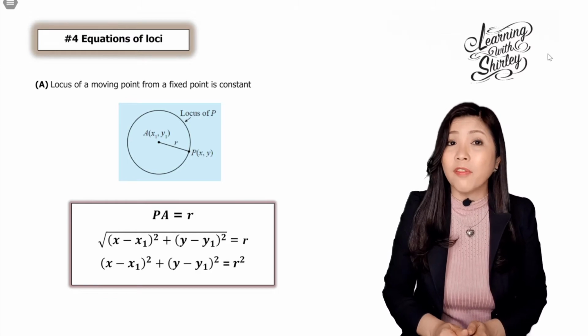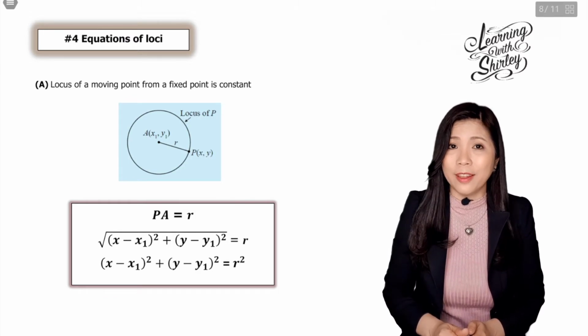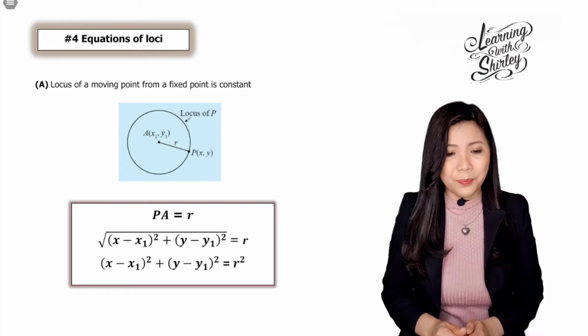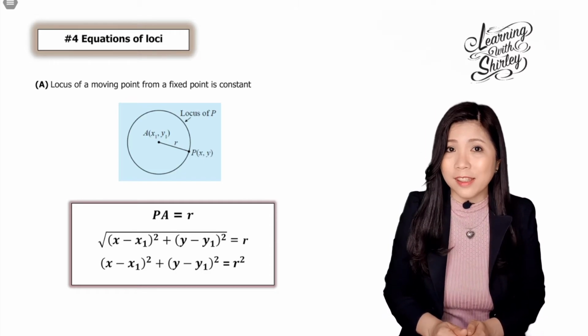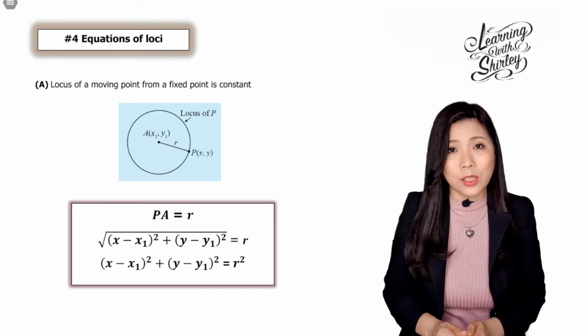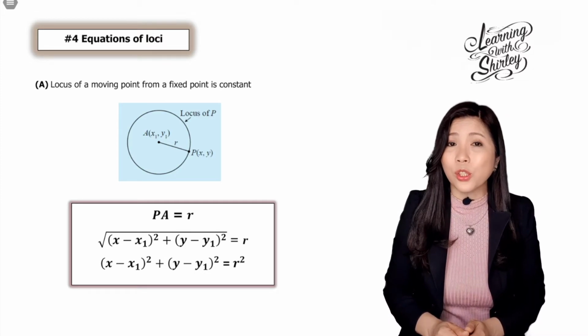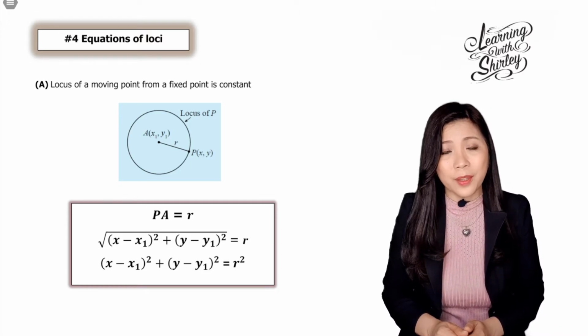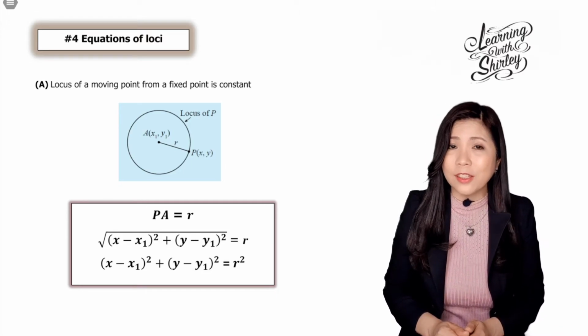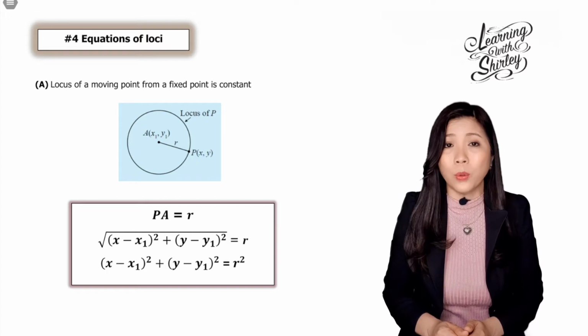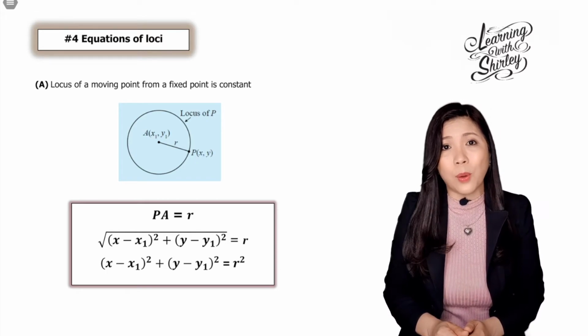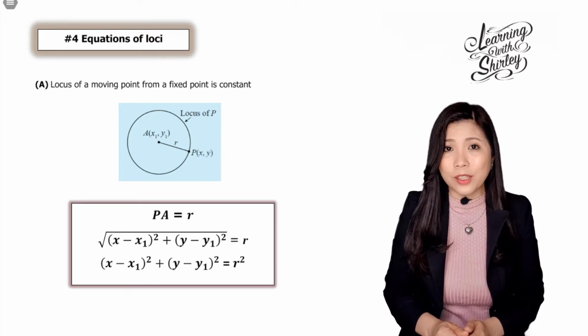To find the locus of a moving point at a constant distance from a fixed point, we use this formula: PA equals R. For PA, we find the distance, which is the square root of (x minus x1) squared plus (y minus y1) squared, equals R. Then we square both sides, so we get (x minus x1) squared plus (y minus y1) squared equals R squared.